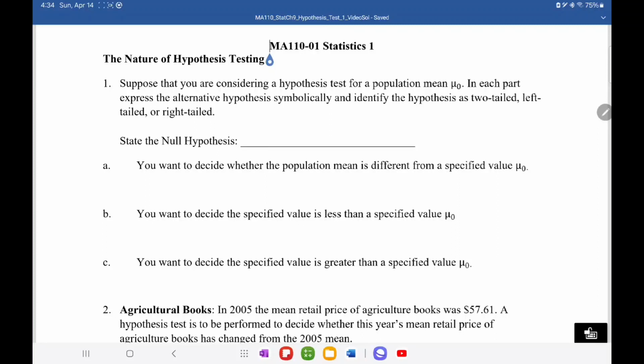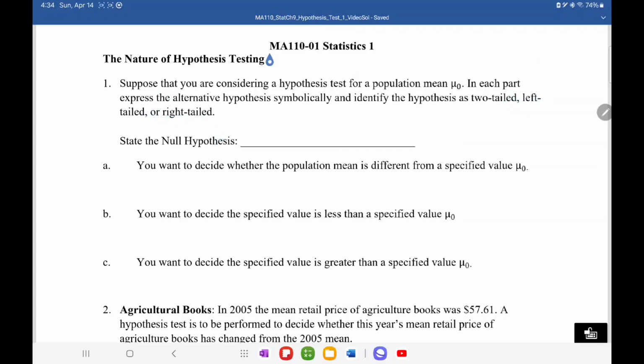All right. So this is the first one. Let's see what they are asking here. It says, suppose that you are considering a hypothesis test for a population mean mu sub 0. Mu sub 0 refers to the null hypothesis mean. In each part, express the alternative hypothesis symbolically and identify the hypothesis as two-tailed, left-tailed, or right-tailed.